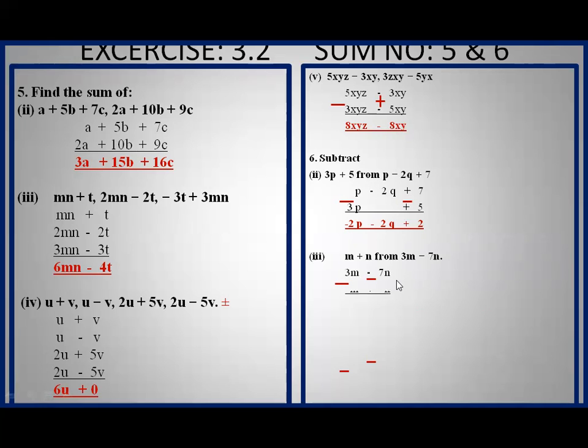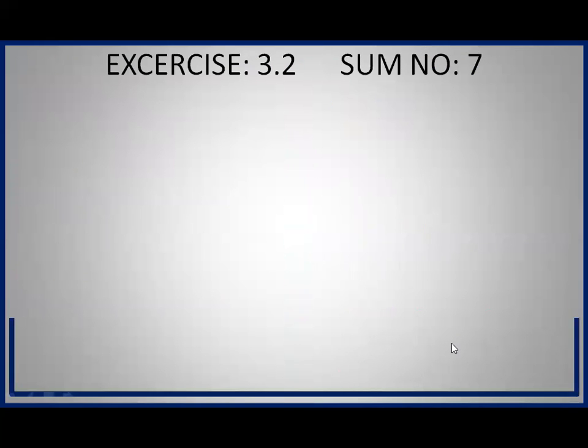m plus n from 3m minus 7n. So 3m minus 7n, m plus n, change the sign. And then minus 7 plus 1, minus 1 is minus 8n. 3 minus 1 is 2m. 2y plus z from 6z minus 5y. So let's write 6z minus 5y above z plus 2y. Minus 3 and minus 2 is minus 7y and 6 minus 1 is 5z.